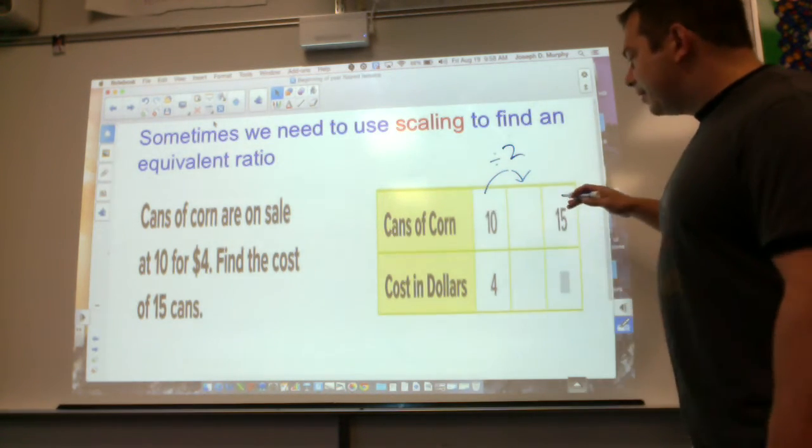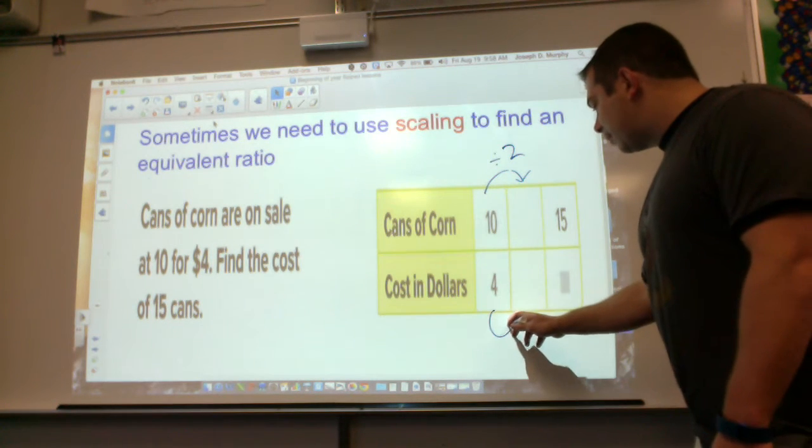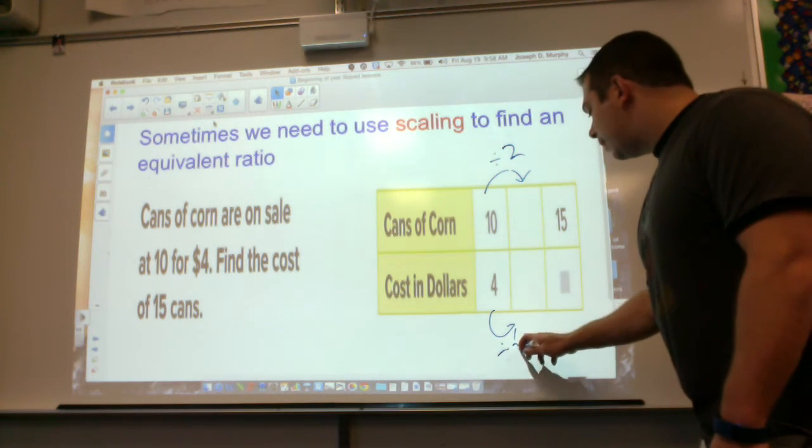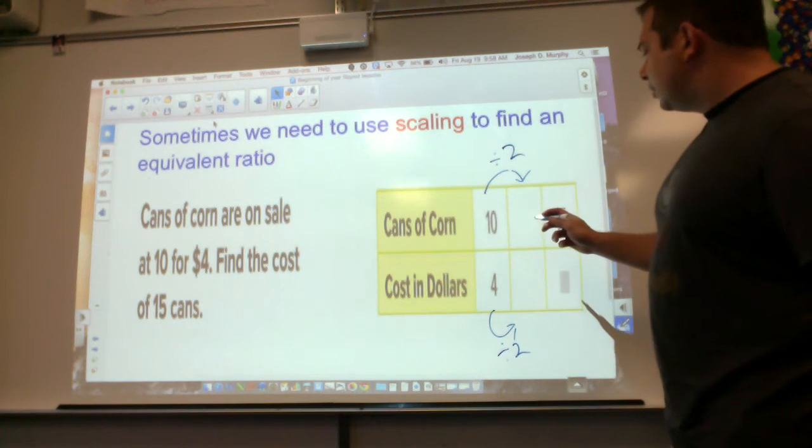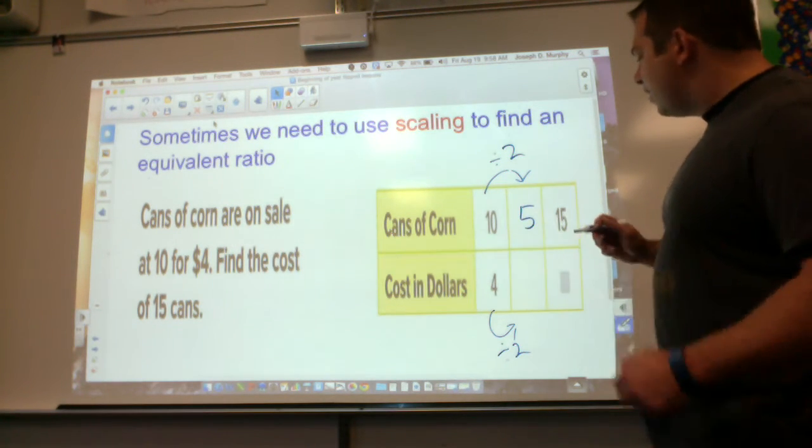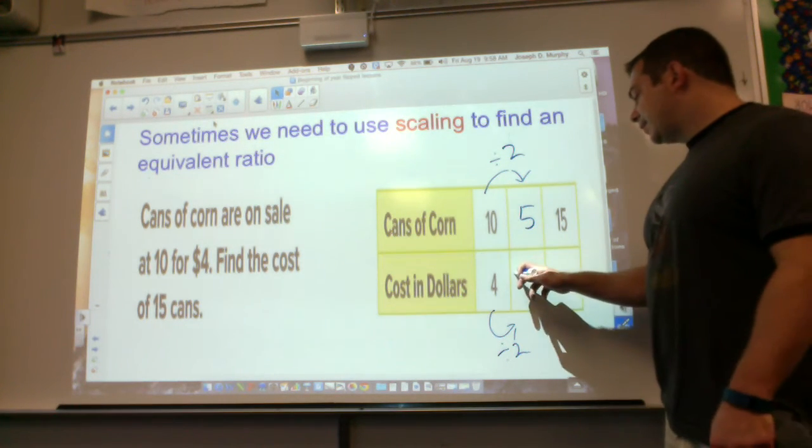Whatever I do to my top row, I do to my bottom row. I'm going to divide by 2. And 10 divided by 2 does equal 5. 4 divided by 2 equals 2.